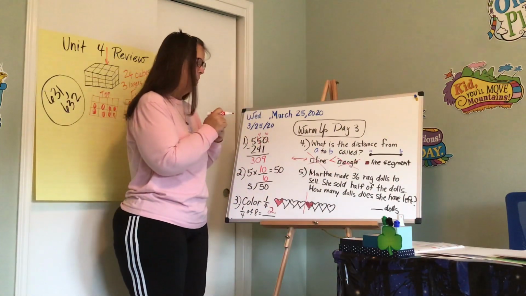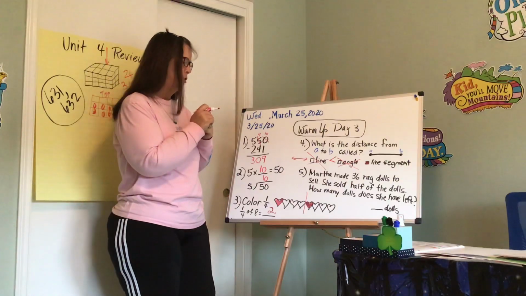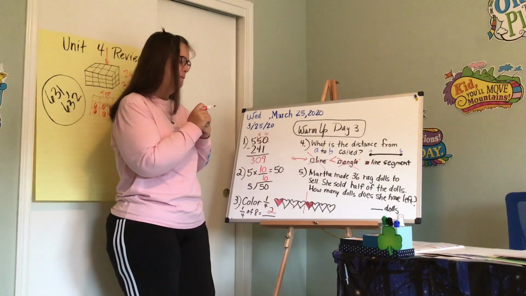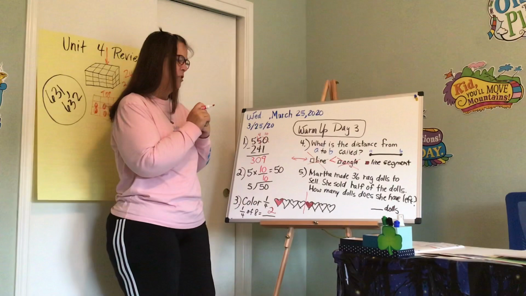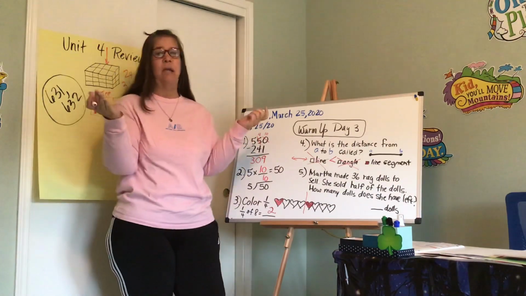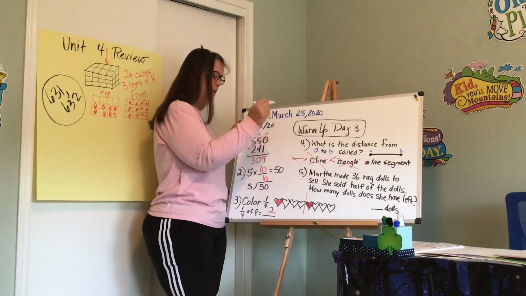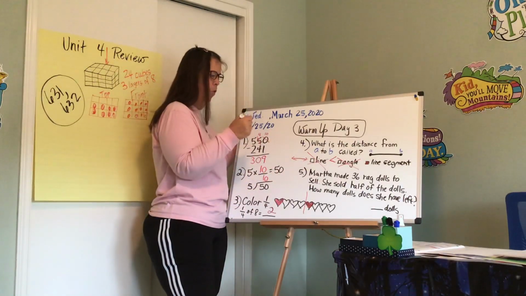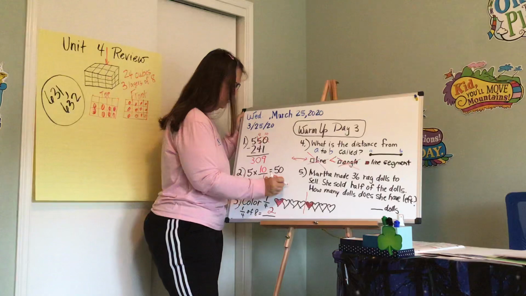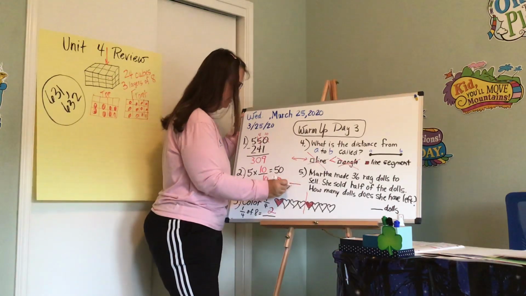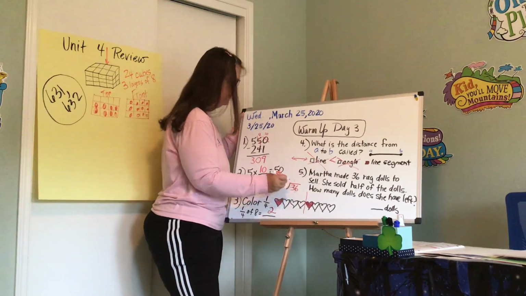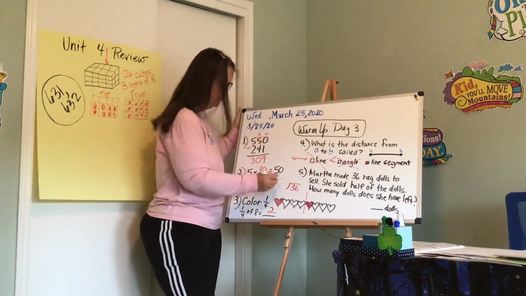Number 5, Martha made 36 rag dolls to sell. She sold half the dolls. How many dolls does she have left? Now you could do this lots of ways. Did some of you draw a picture of 36 dolls and then cut them in half? Or did some of you actually make a division problem?